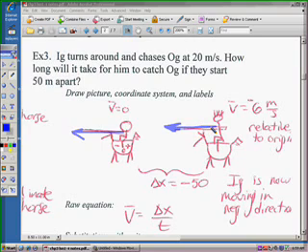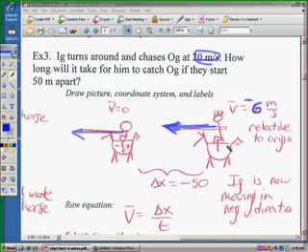But Ig here is moving at 20 meters per second relative to the ground. Og is moving 14 meters per second relative to the ground. So relative to each other, Ig is slowly gaining at a rate of 6 meters per second. Since Ig is moving to the left in my picture, I'm going to make it a negative 6 relative velocity.